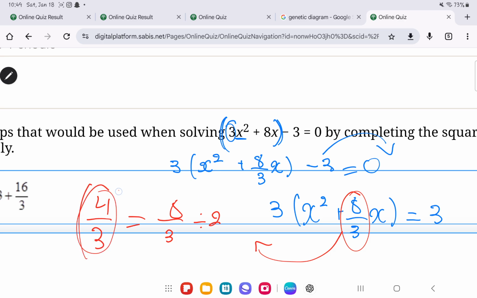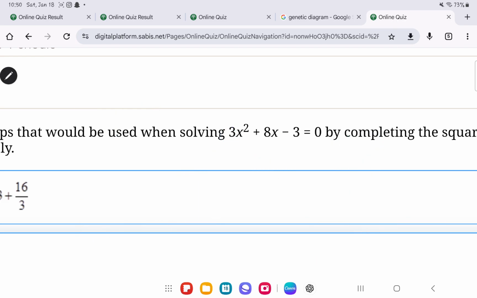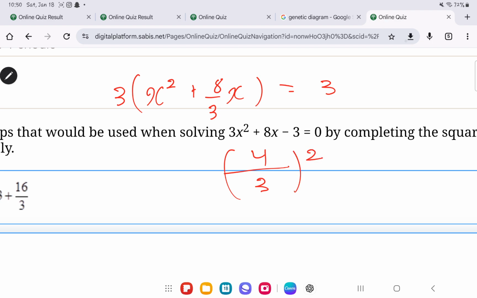Now what do I do with the 4 over 3? I will square it. Okay, so I'm gonna get an answer of 16 over 9. Now what's gonna happen is, let me just clear the page. So let me write again. We had 3 times x squared plus 8 over 3x is equal to 3. We took this, we got 4 over 3 because we divided it by 2, then we squared it, okay?